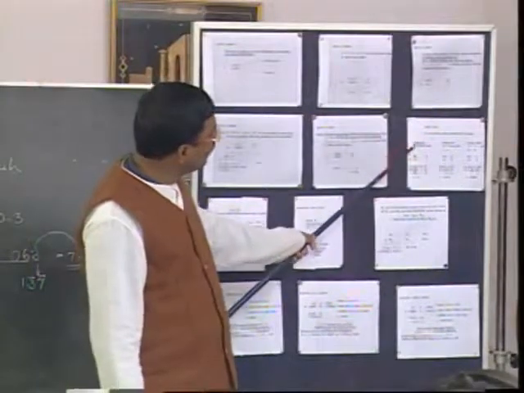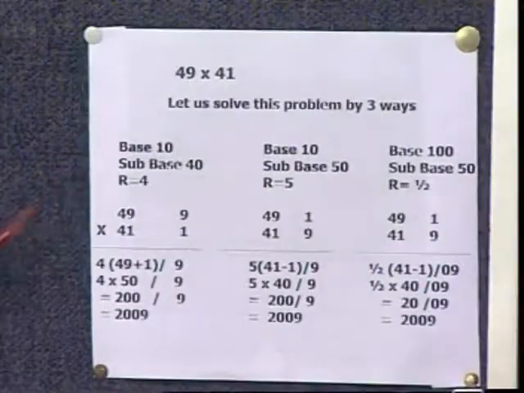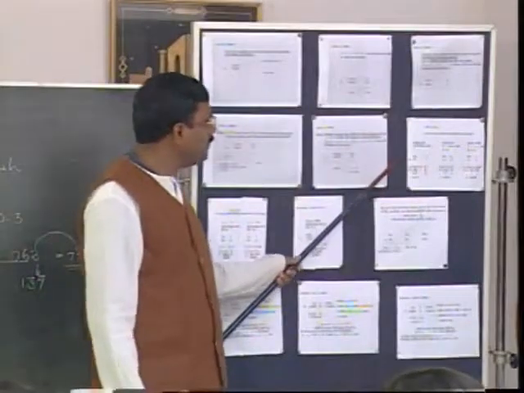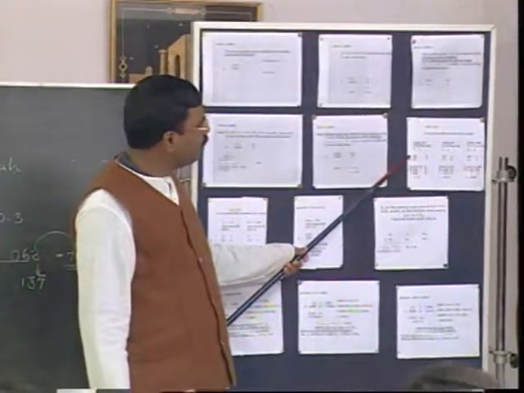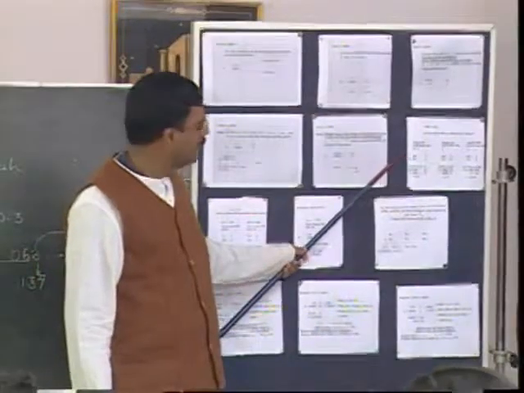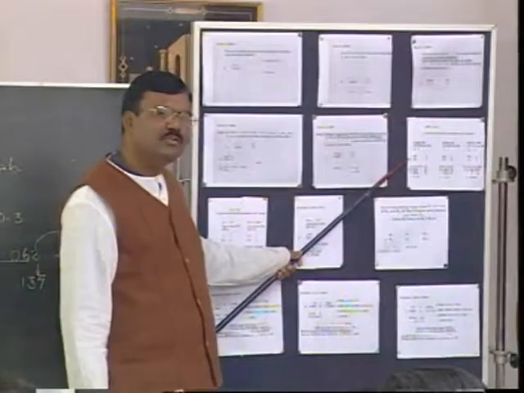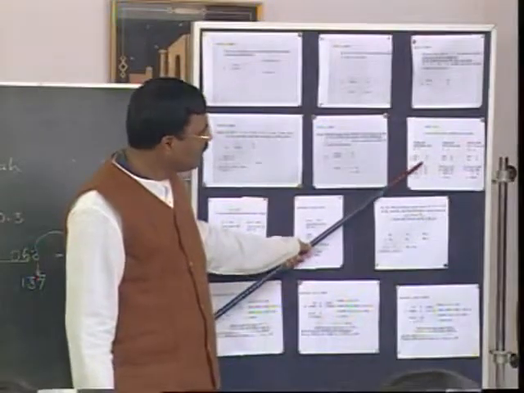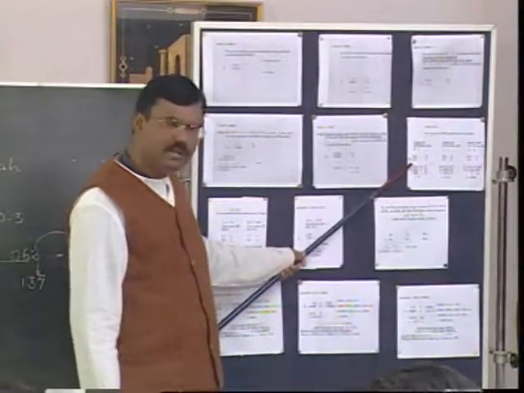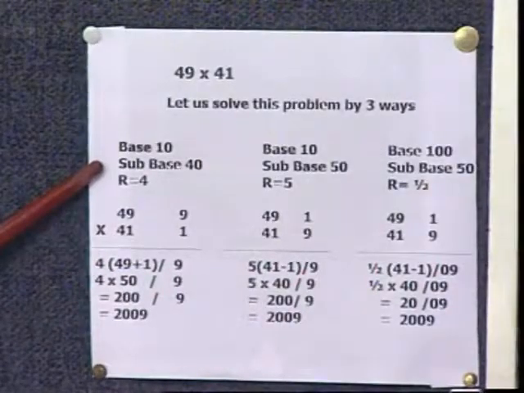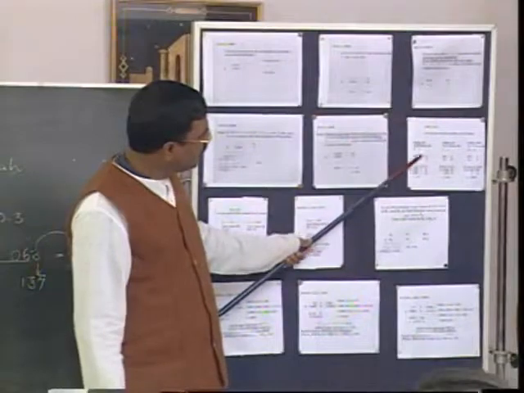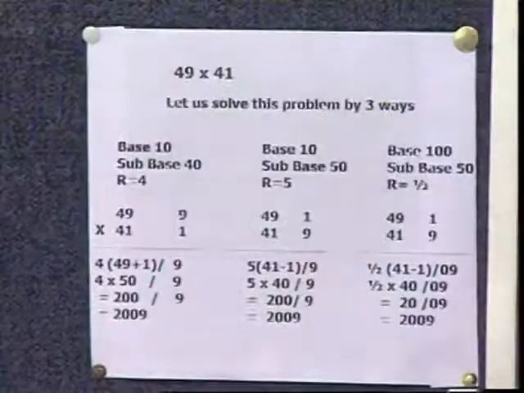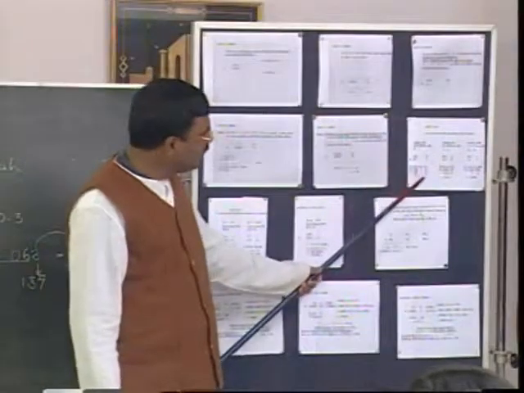Now let us study the sub base of 40. Given number is 49 multiplied by 41. What is the deviation? How much to be added to the 40 so it becomes 49? 9. How much to be added to 40 so it becomes 41? 1. That means 9 and 1 are the deviations of 49 and 41 with a sub base of 40. What is the value of 9 into 1? 9. How many digits are there? 1. 10 has got 1 zero, hence 9 is the right part of your answer.